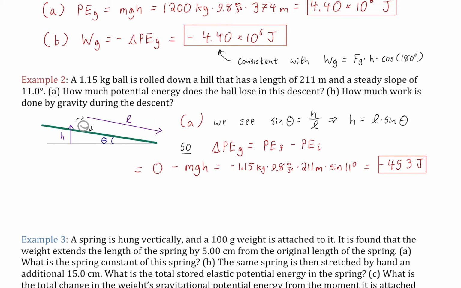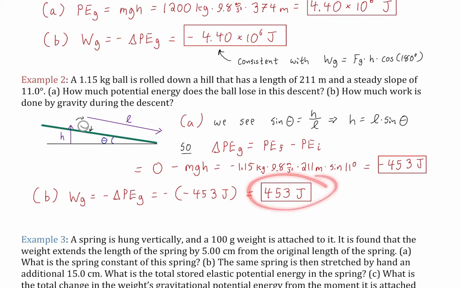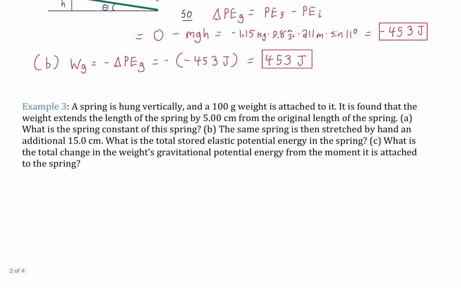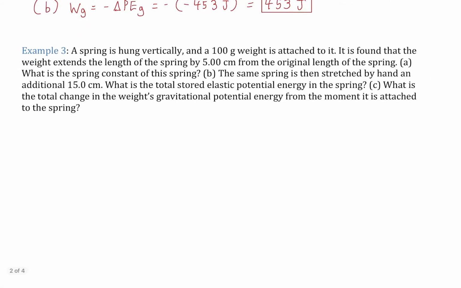If the potential energy is going down, that means gravity must be doing positive work. And indeed, that's what we see. Gravity did positive work equal to 453 joules. So that's the flip side of the elevator, going down instead of going up.